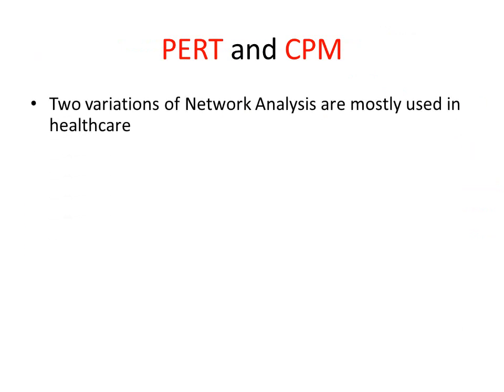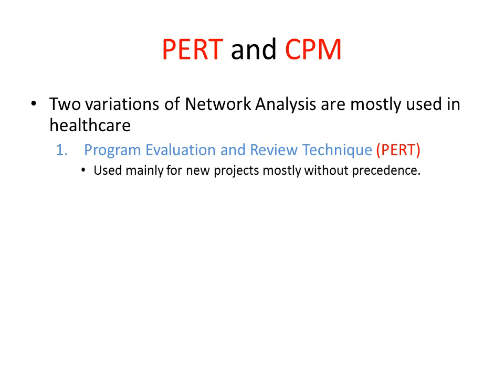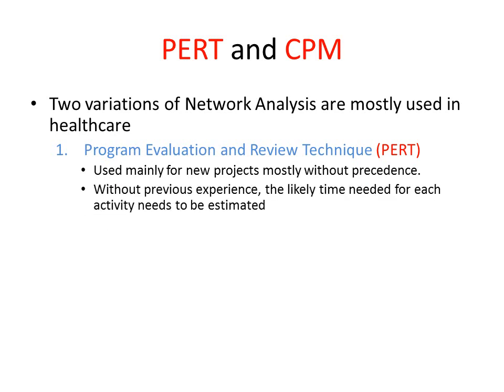PERT and CPM are two variations of network analysis which are mostly used in healthcare. PERT is Program Evaluation and Review Technique. It is useful mainly for projects which are new in nature, do not have much precedence, and hence the likely steps and the time and cost needed for each step are only based on estimations. That is, the whole network is based only on estimations.